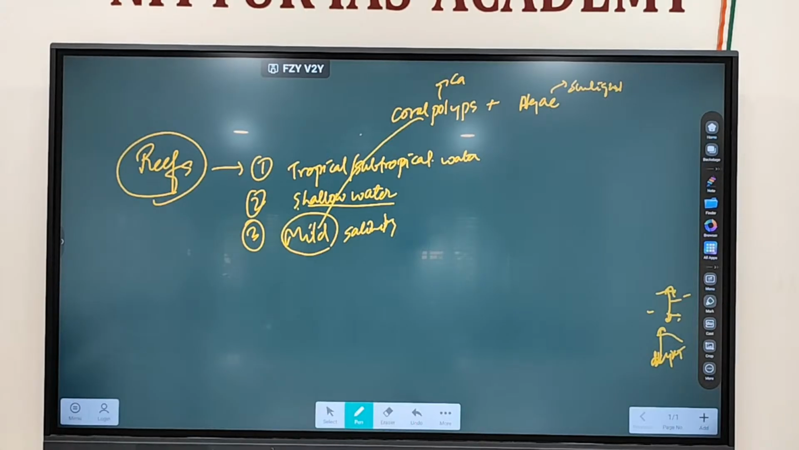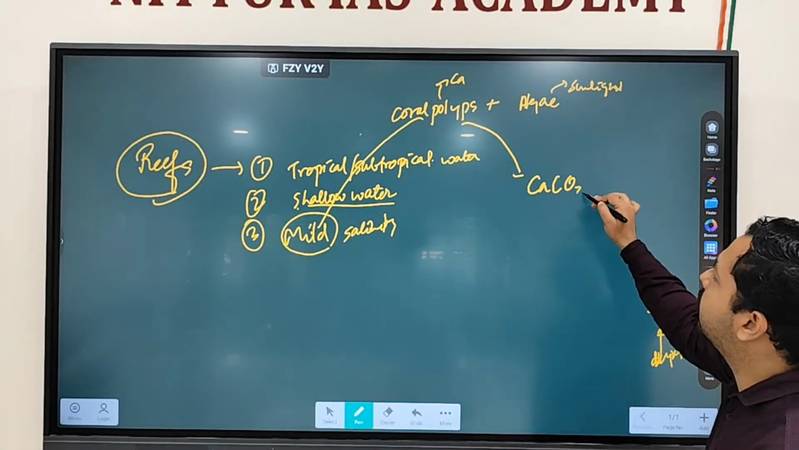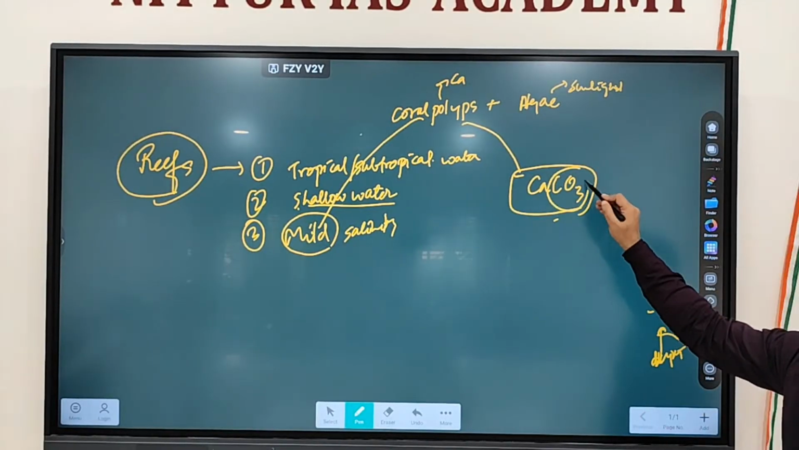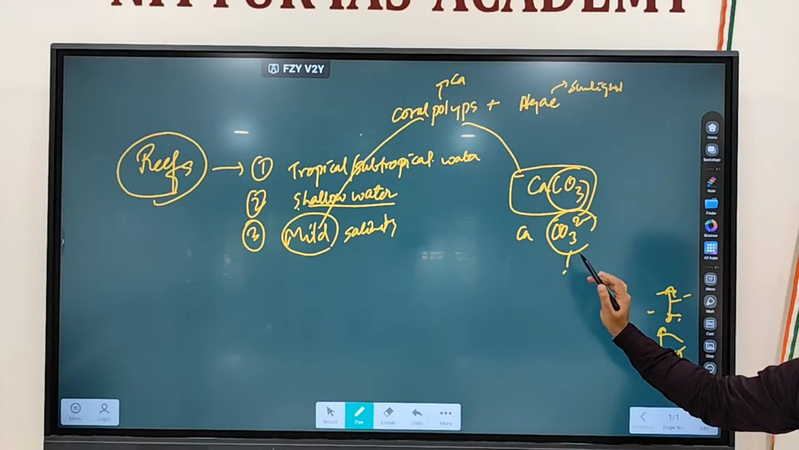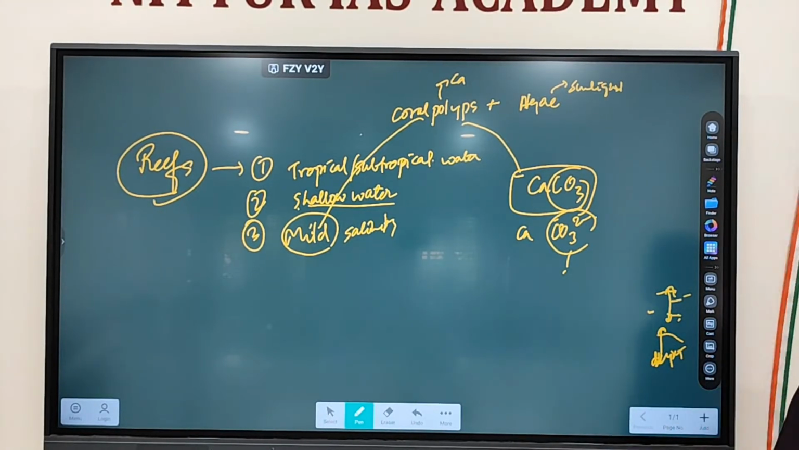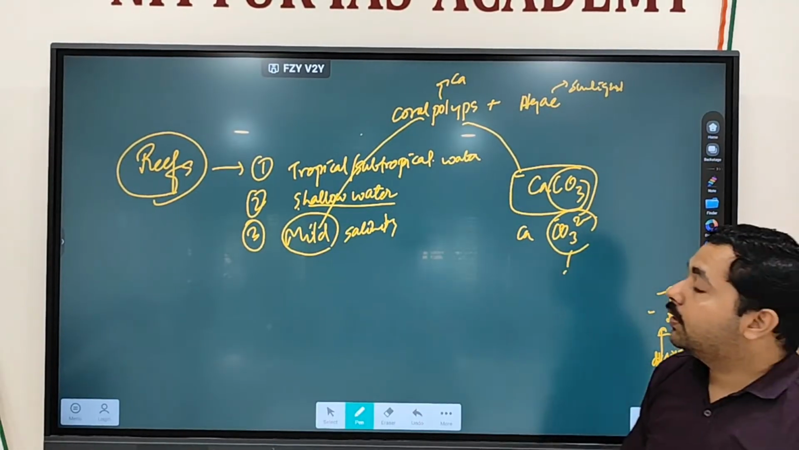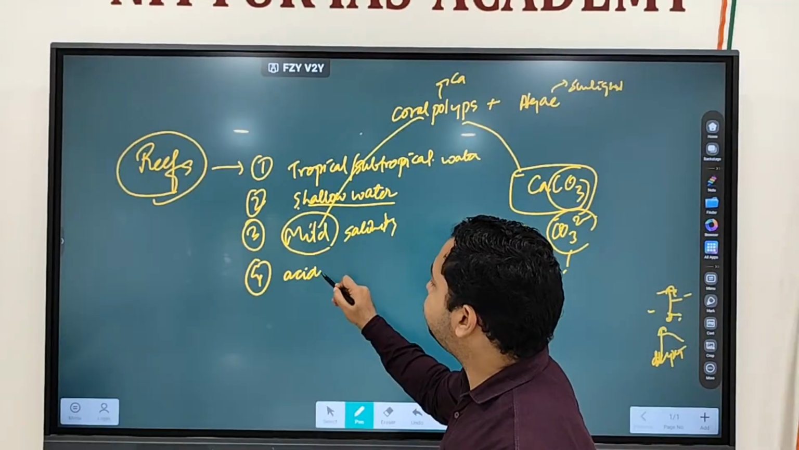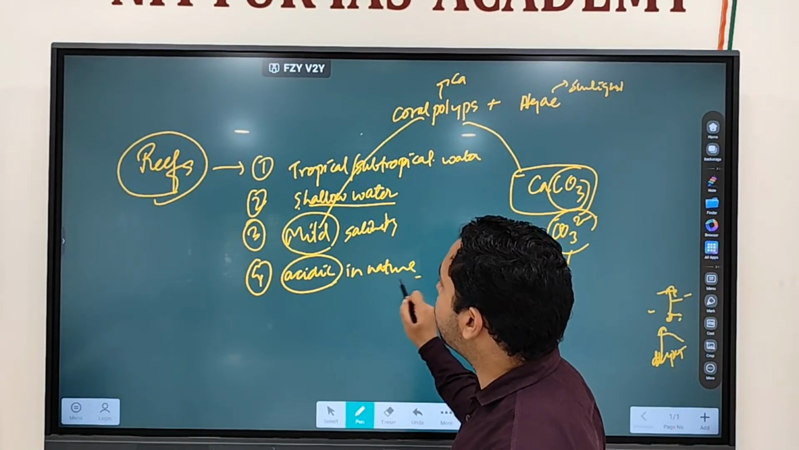Fine. Now, as we discussed, when coral polyps are building, what are they building? Calcium carbonate. So for this, you require not only calcium, you also require the carbonate ion. Clear? Now, if the oceanic water becomes acidic in nature, then what will happen? If the water becomes acidic, then what will happen?